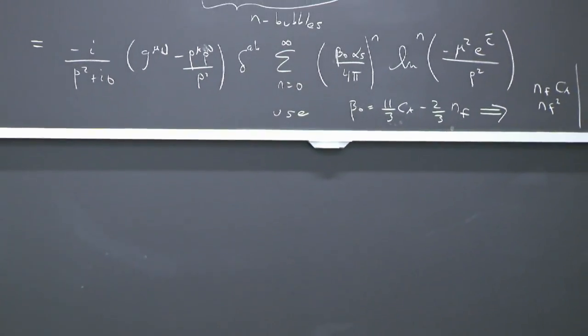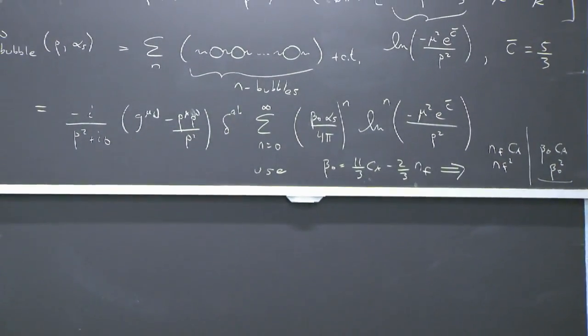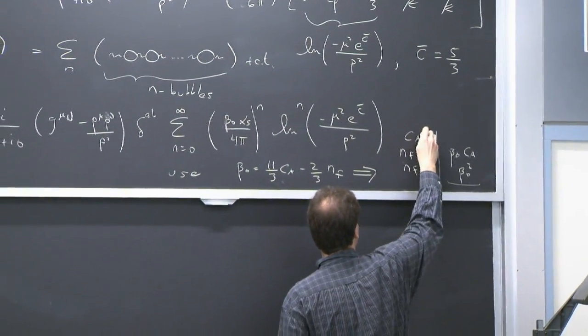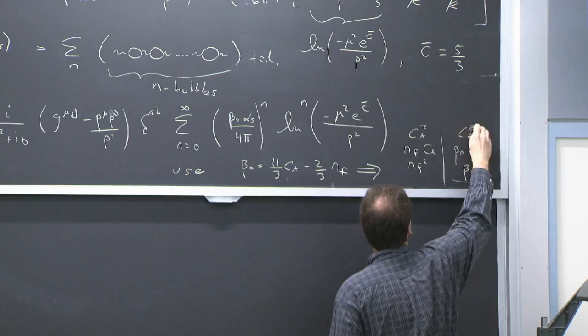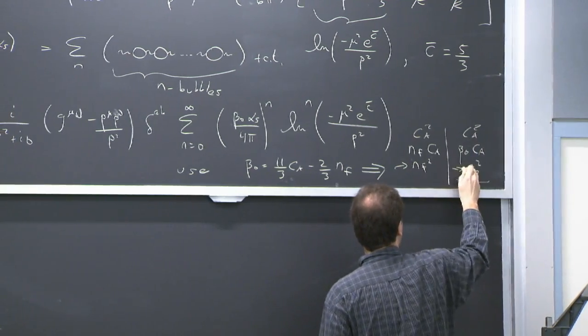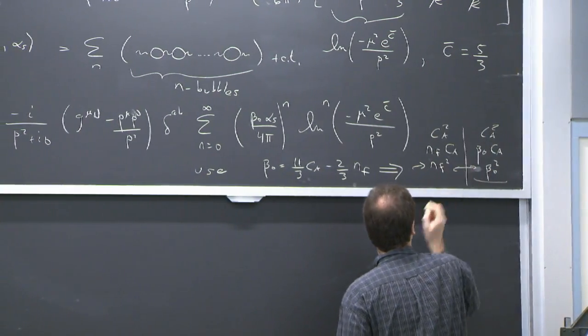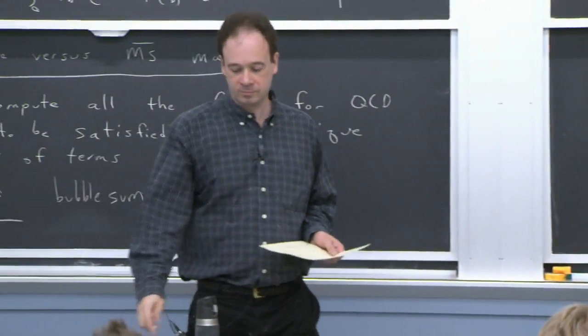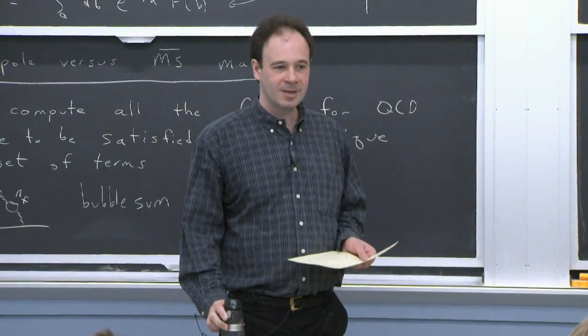And it's still a unique subset of the entire set of terms. The terms we're not including are terms like this, NF CA or CA squared. And we're just keeping these guys, which is equivalent to this guy. Does that make sense? Everybody happy?